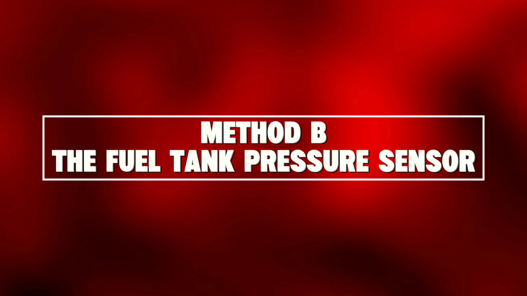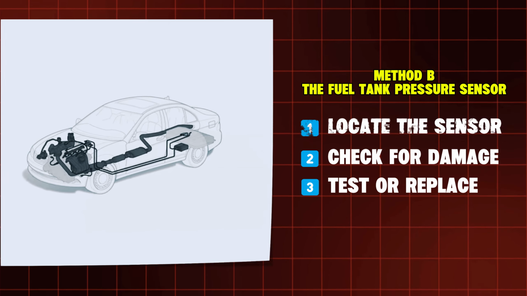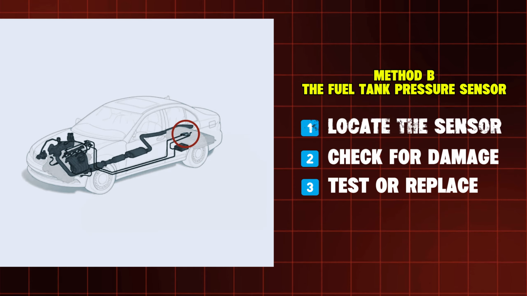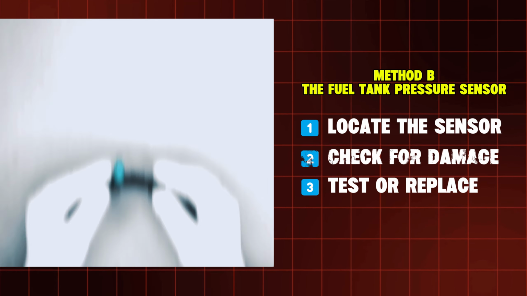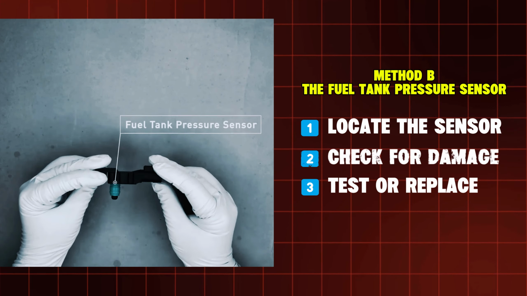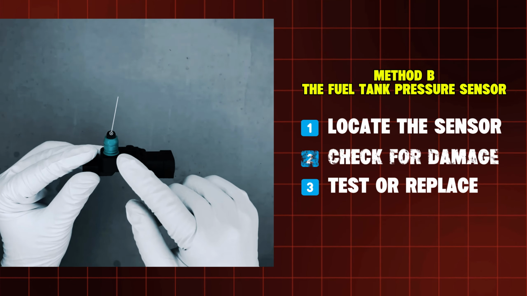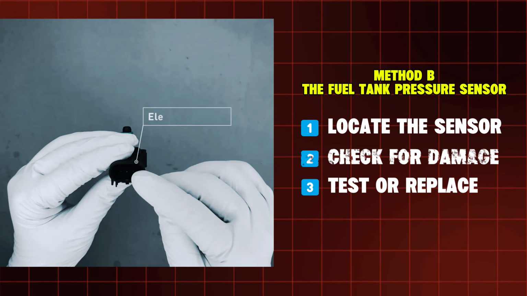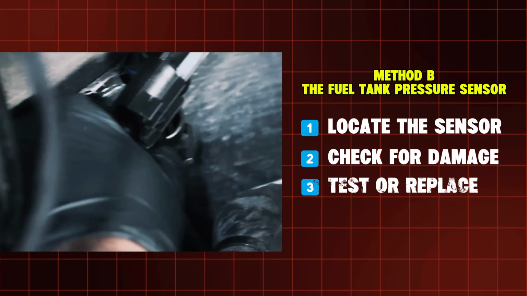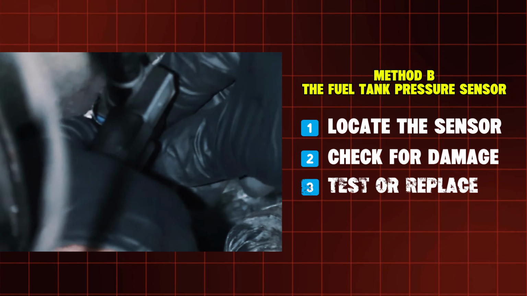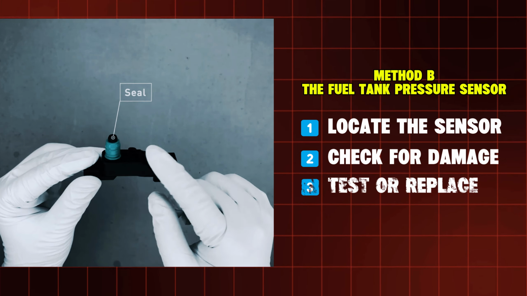Method B: the fuel tank pressure sensor. Locate the sensor. It's mounted on the fuel pump assembly, often under the rear seat or access panel. Check for damage, remove the sensor, and inspect the electrical connector and O-ring seal for corrosion or cracks. Test or replace. If the wiring's good but the sensor's faulty, swap it out. Warning: don't skip the seal.